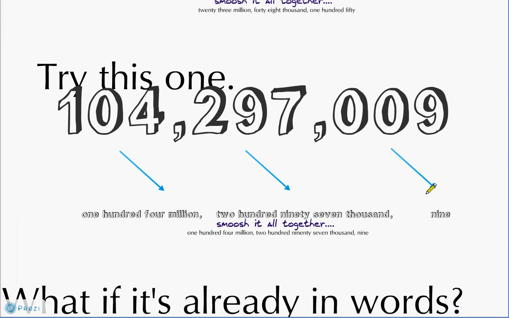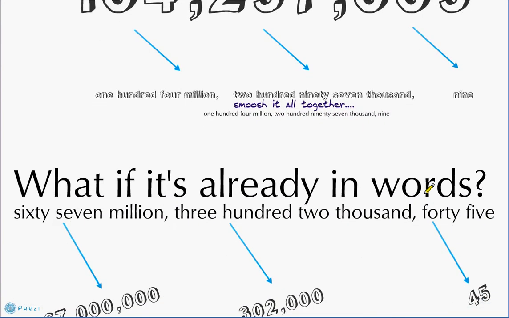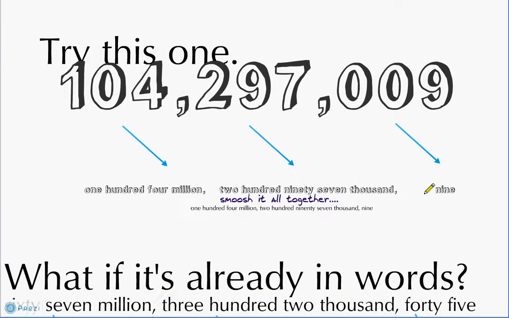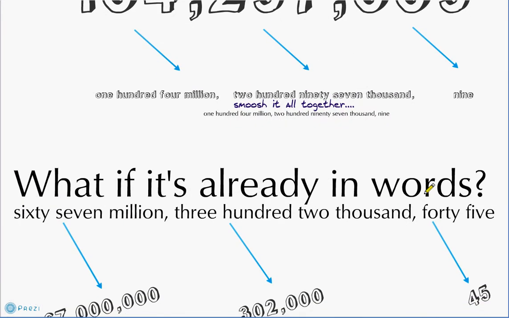Okay, so take a look one more time at the last example, and now we're going to talk about what if it's already in words. What if it's already in words, okay? For example, 67,302,045. Well, it's the same thing.